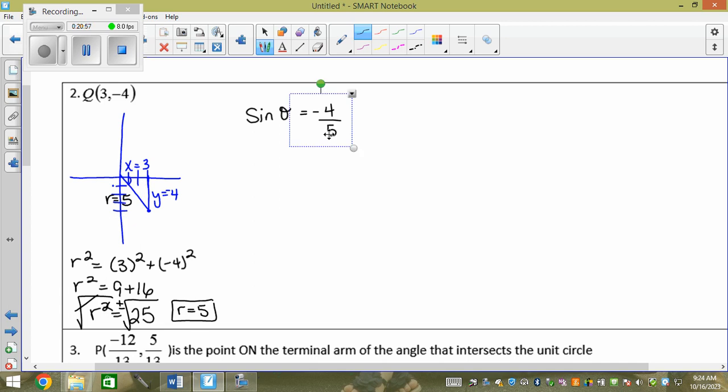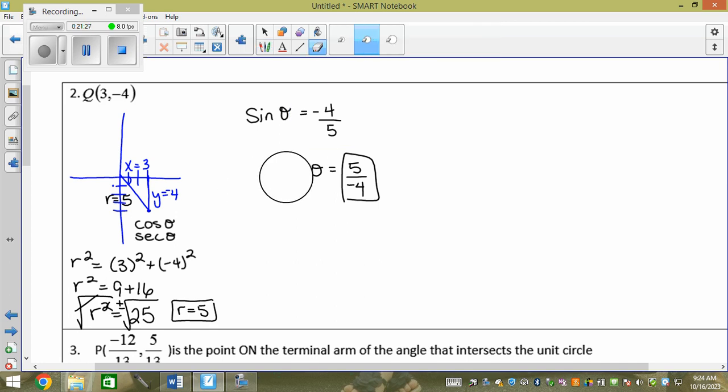What's positive in this quadrant? Cos theta and its bestie, secant, because it's just its reciprocal version. So sine, and then cosecant is going to be 5 over -4, or -5 over 4, or negative 5 over 4. You can write it however you want. That's not supposed to be cos, that's supposed to be cosecant.